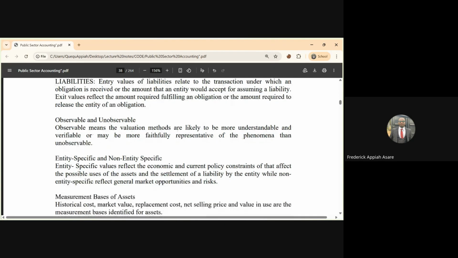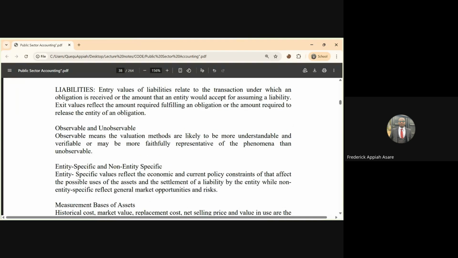That will lead to the present obligation. Then the exit value reflects the amount required for fulfilling an obligation. So though we were owing 10,000 cedis at the beginning of the year, due to inflation and other stuff, they have agreed to take maybe 20 cedis. So the exit value will be the 20 cedis because that is how much you're going to use to pay off our debt. Then the obligation, the entry cost will be how much that came in that we actually owe.